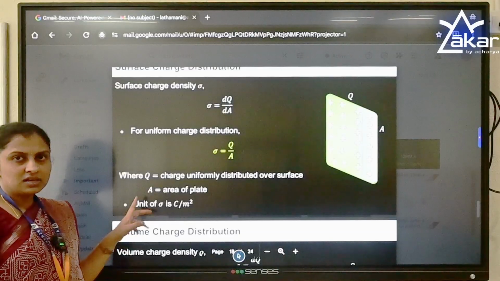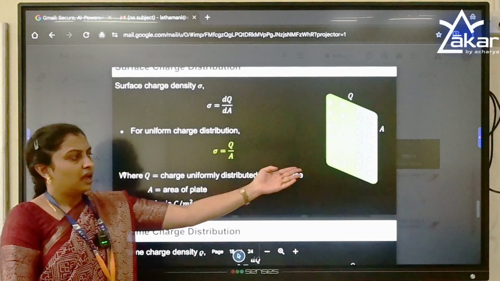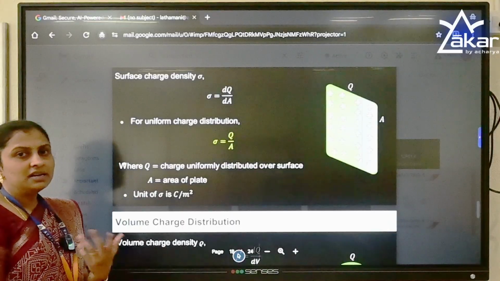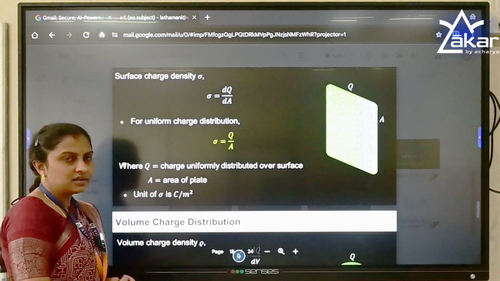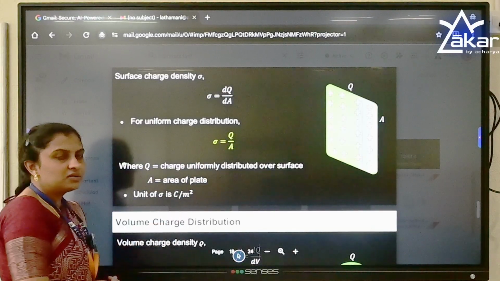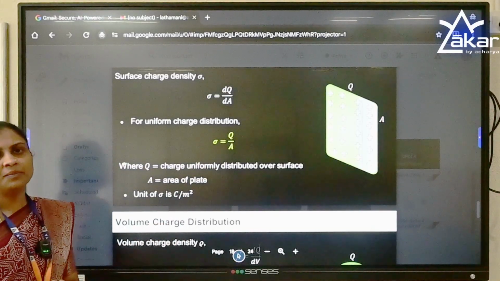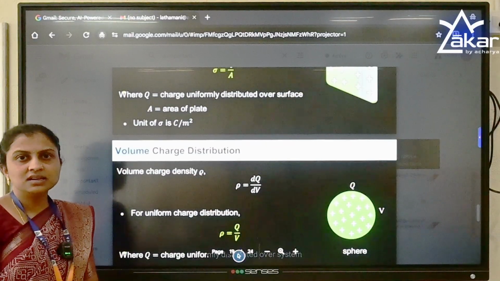So next, tell me what is the SI unit of surface charge distribution. Here area is there, so that's why coulomb per meter square. Coulomb is for charge and meter square is for area. So the SI unit of surface charge distribution is coulomb per meter square. Next, the last one is volume charge distribution.